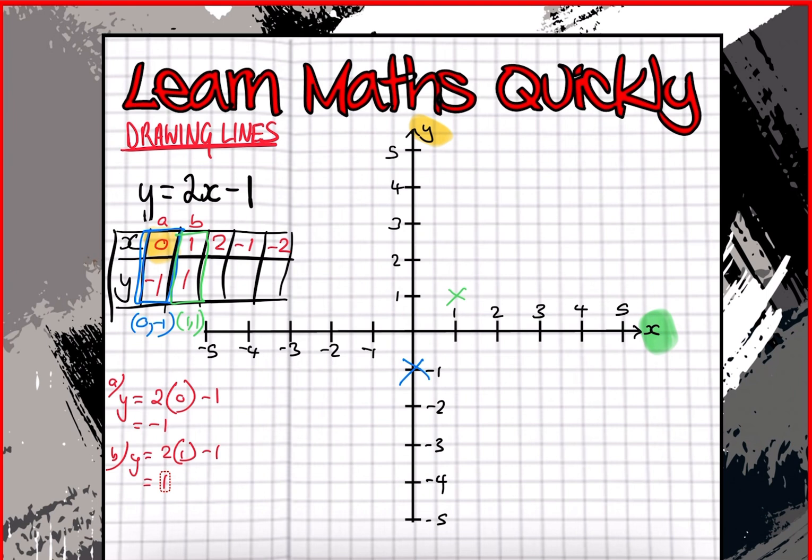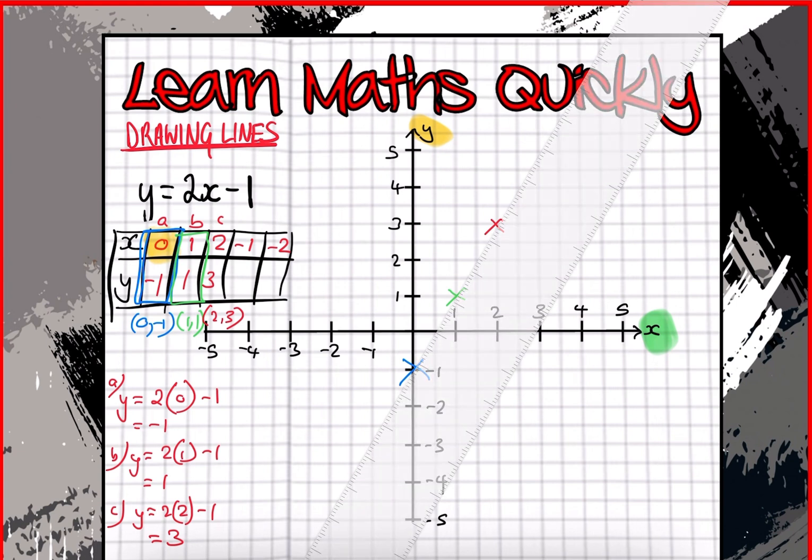The next step is to continue the process, and this time we're going to have that column I've just put as C, so x equals 2 this time, so y equals 2 times 2 minus 1, so y equals 3. So now we've got our new coordinate again, and this time it's (2, 3), so I can plot that, so go along 2 and up to 3. Now all three of those crosses look like they're in a straight line, so we can get our ruler and connect them up.